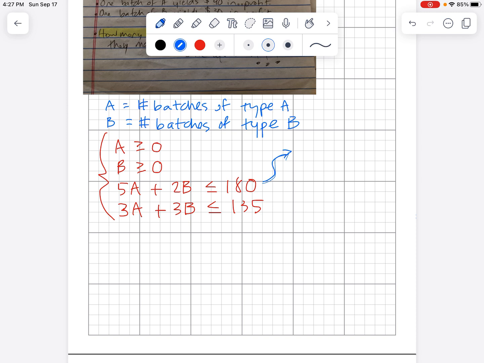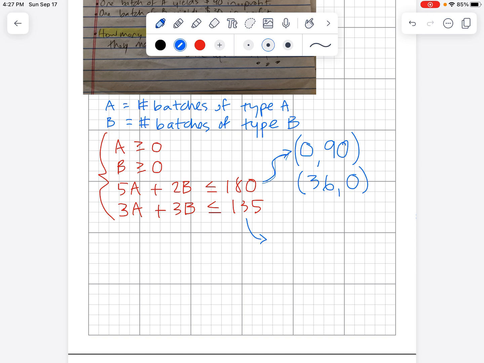And so that first term, 5 times A, since A would be 0, would just be 0. So I get this, think of it as an equation, 2B equals 180. And when I solve that, I find that my B-intercept is when A is 0, B is 90. So there's my ordered pair. And then for the A-intercept there, that would be when B is 0, so I would just cover that second term, and I have to divide 180 by 5, and so I have my A-intercept.